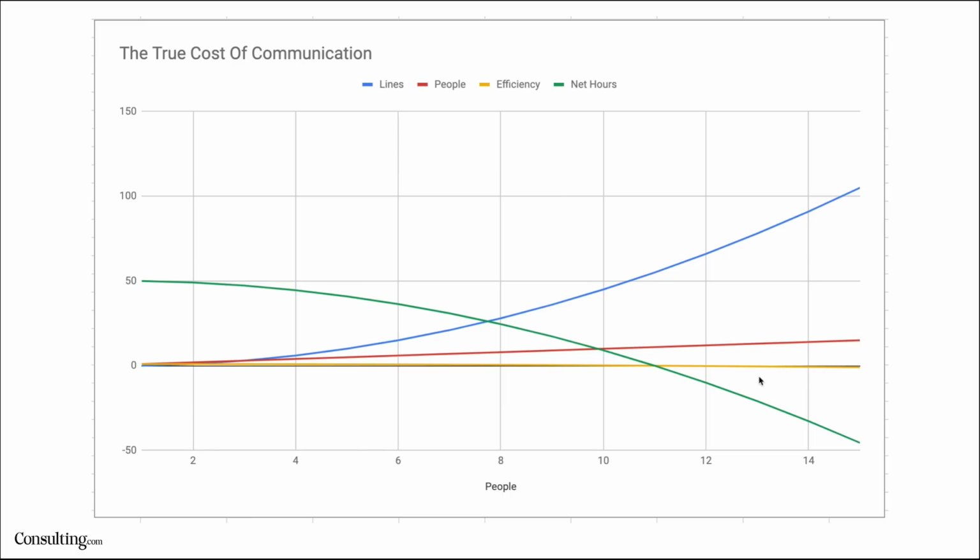And so this is what happens when you add more people to a team. Your total number of communication lines goes up exponentially. Your efficiency goes down the toilet. And the net hours that is spent building things goes down. And this is basically how companies blow up.